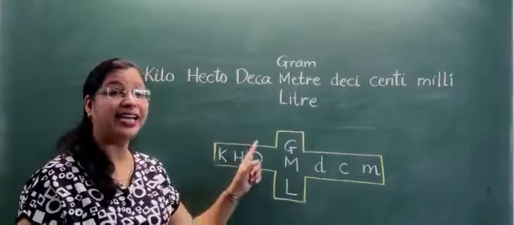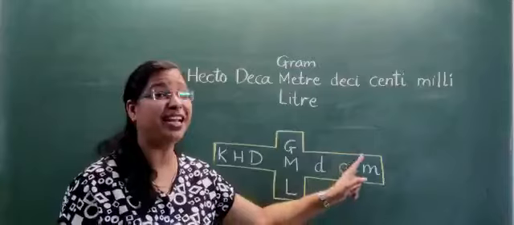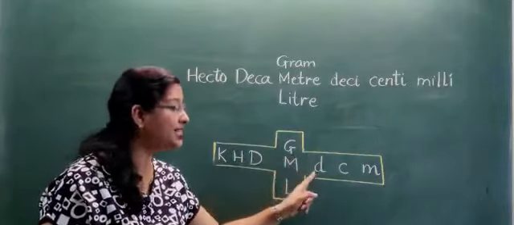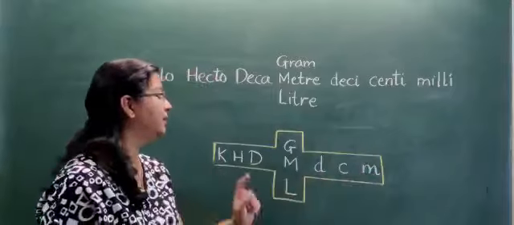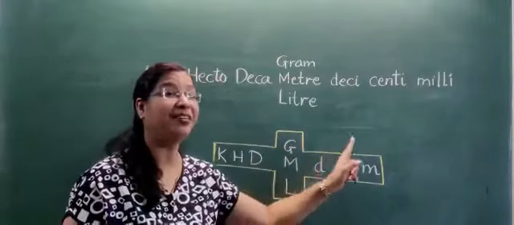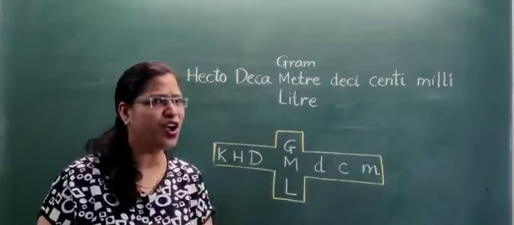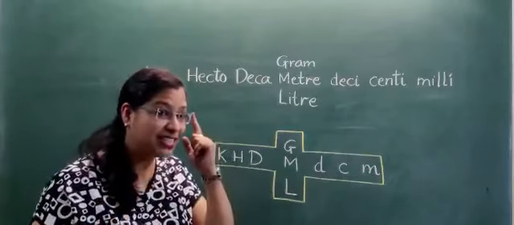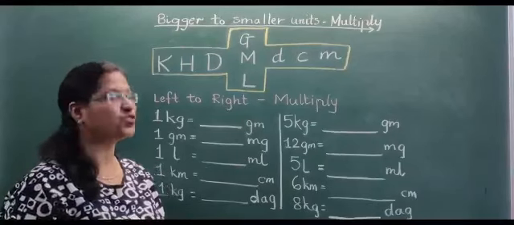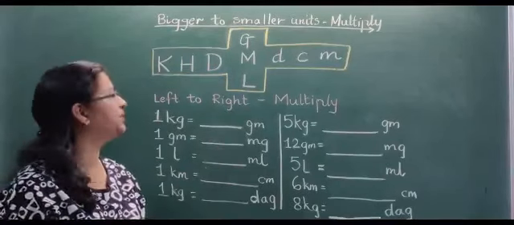Kilo, hecto, decagram, deci, centi, milligram. Kilo, hecto, decameter, deci, centi, millimeter. Kilo, hecto, decaliter, deci, centi, milliliter. I'm sure the order is now fit into your head. Let us apply this trick to solve these examples.